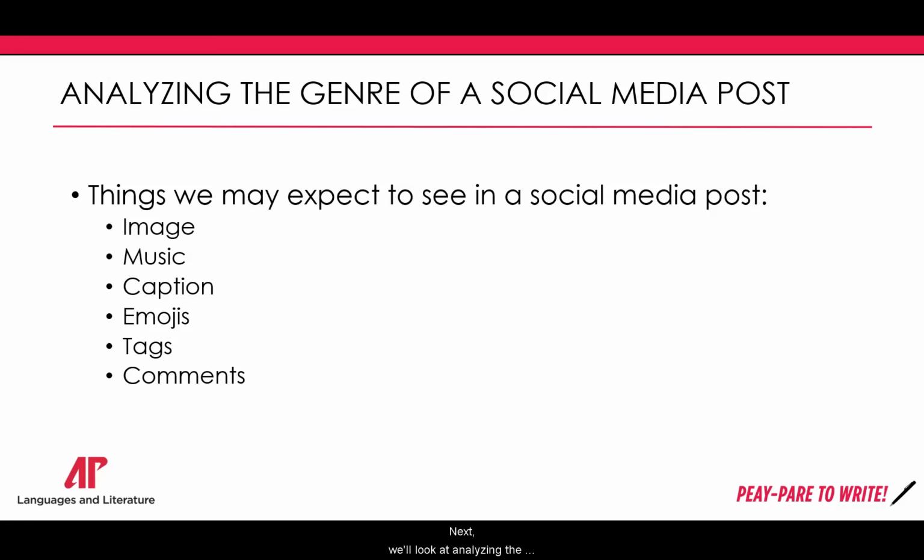Next, we'll look at analyzing the genre of a social media post. So things that we may expect to see in a social media post based on collecting numerous articles could include an image, some sort of music, a caption, perhaps with hashtags, emojis, other tags in the picture of other users, and comments and interactions from users.